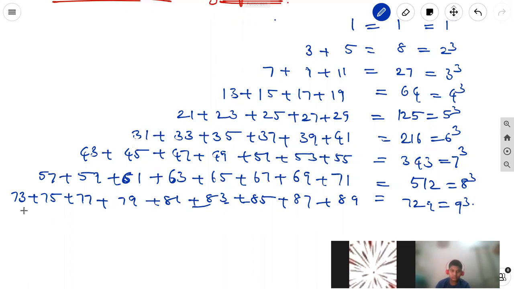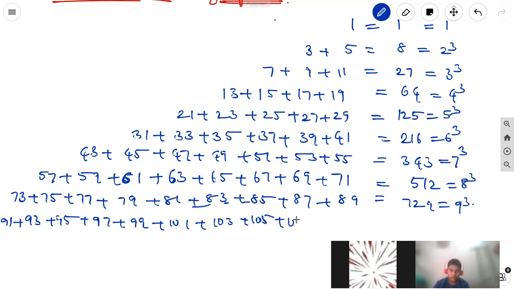In that way, here 91 plus 93 plus 95 plus 97 plus 99 plus 101 plus 103 plus 105 plus 107 plus 109. First and last is 200. Second and second-last, 200. Third, 200. Fourth, 200. Fifth, 200. 5 into 200 is 1000. It is equal to 10 cube. It is an interesting pattern.